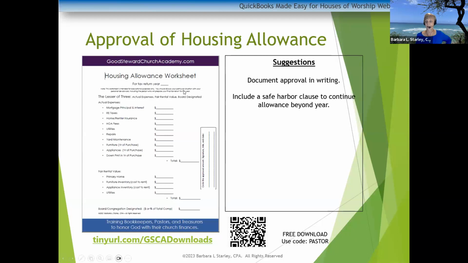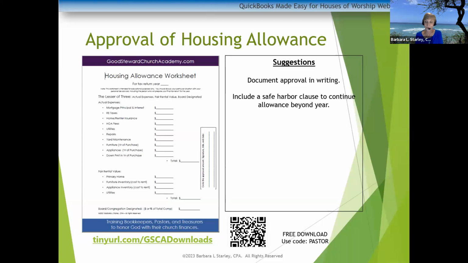In this example, I show you that this is for the tax year, the tax return year. So say we're doing this in December of 2023, and this is for the tax year 2024, right? Because it has to be done in advance. You might want to do a safe harbor clause that says this is for 2024 and beyond until the pastor changes it, until the pastor comes back and asks for a new approval. So that's important. I think that's a good safe harbor, because what happens at the end of 2024 otherwise?